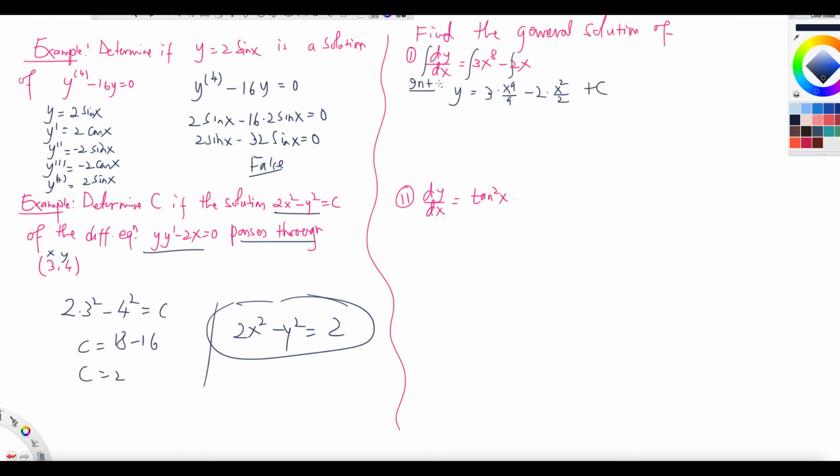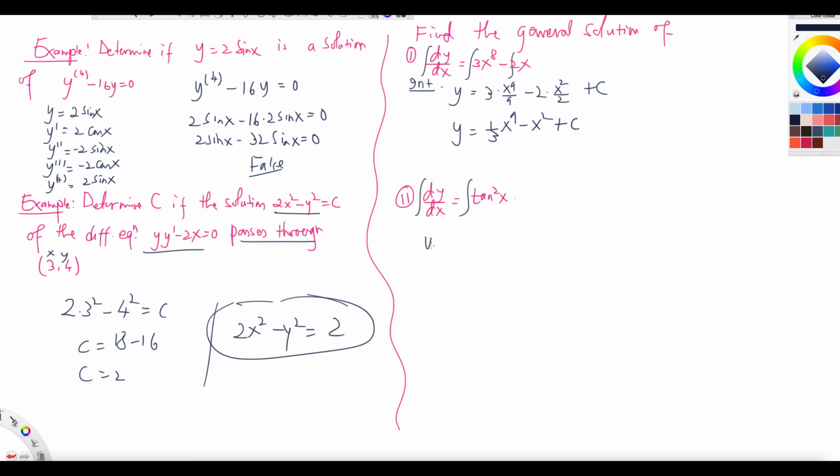So the general solution always has C in it, or a constant in it. So y equals 1 over 3 x to the 9 minus x square plus C. That's the final answer. Okay, so how do you find the general solution of this one? We integrate on both sides.